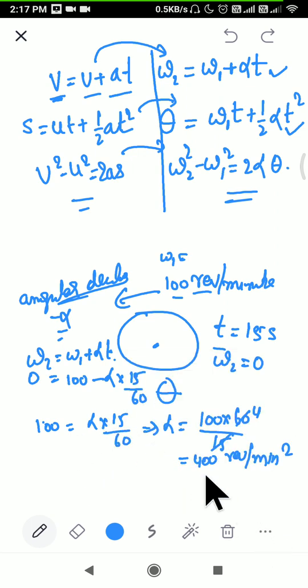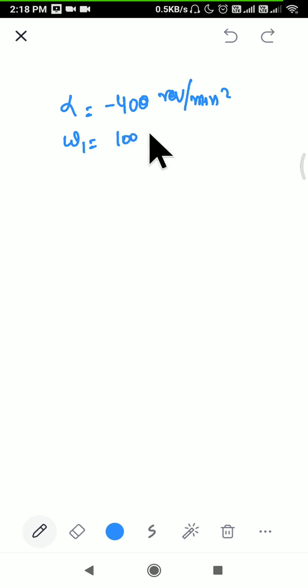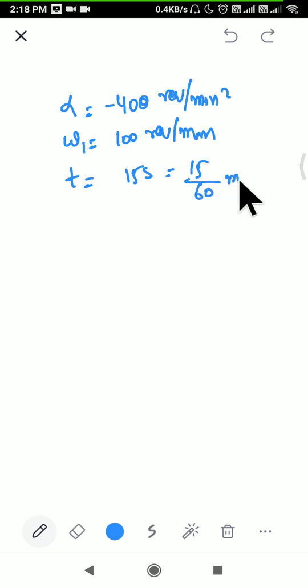What are the things we have to remember here? Alpha we found as 400, but minus alpha is the deceleration, so this angular deceleration will be minus 400 revolutions per minute square. Omega 1 is 100 revolutions per minute, and time is 15 seconds, which is nothing but 15 by 60 minutes. These are the three things we know.